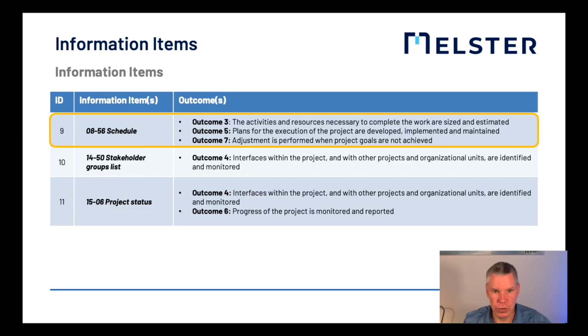And it contributes to outcome number 7 as the adjustments are done within the scheduling document. These adjustments during replanning can include the shift of activities, a shift of a milestone, the change of output work products of an activity, or adding more resources to an activity. All these changes will be documented in a new version of the schedule.